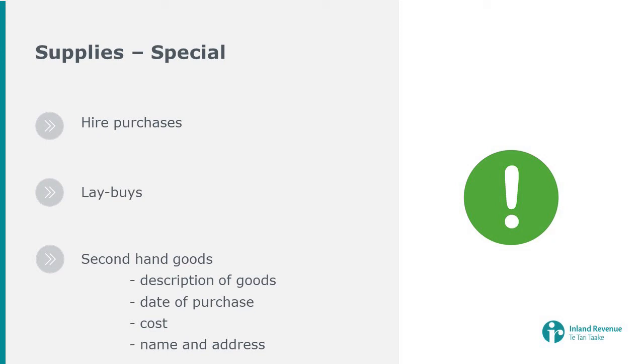Second-hand goods are also classed as a special supply. If the seller isn't registered for GST, or the goods are being purchased privately, there won't be any GST charged. However, you will still claim GST on the purchase price under the second-hand goods rule. You'll need to keep a record of the description of the goods, the amount you paid, the date of the purchase, and the name and address of who you bought the goods from.